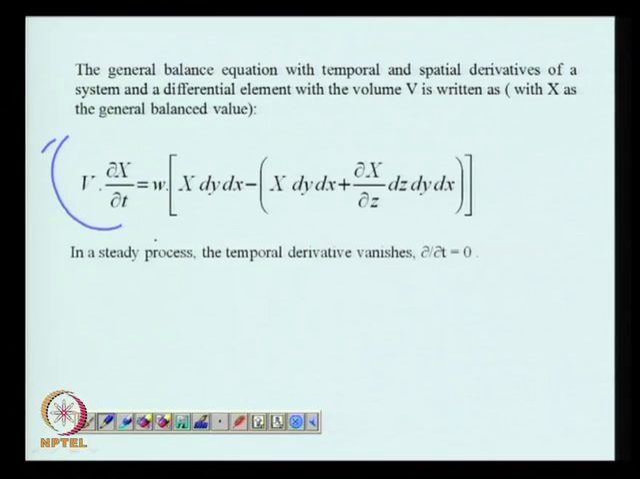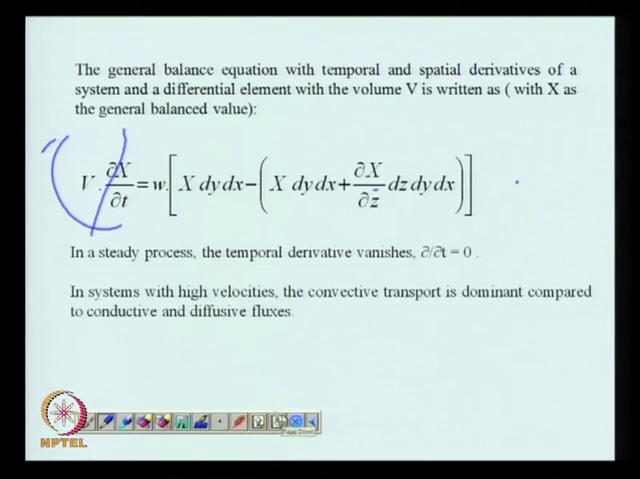So, if it is a steady state process, then this is going to be equal to 0, and this is simply in minus out, plus or minus generation is going to be equal to 0. So, that is the standard form which we are mostly concerned with. So, in systems with high velocities, the convective transport is going to be dominant, and if it is a system with low velocity, but high gradient, then conductive and diffusive fluxes are going to govern. So, one has to think which one is going to be important.